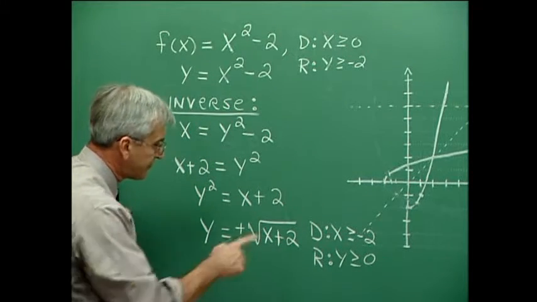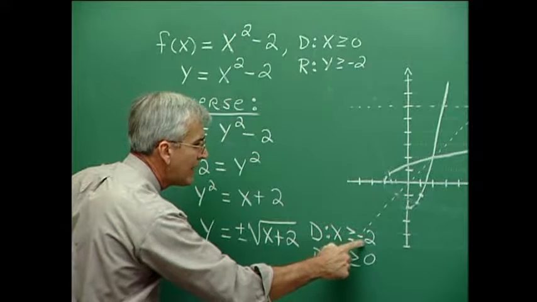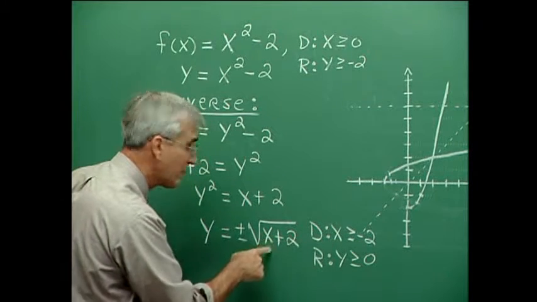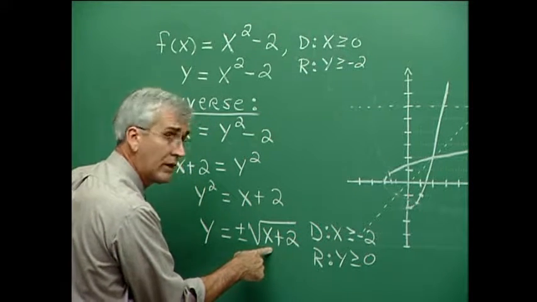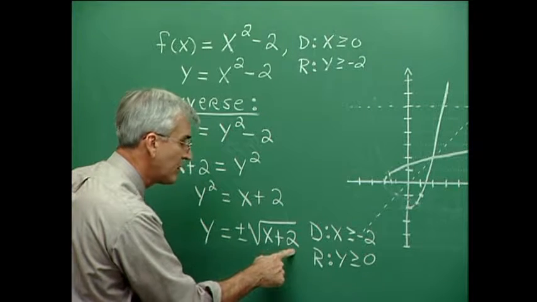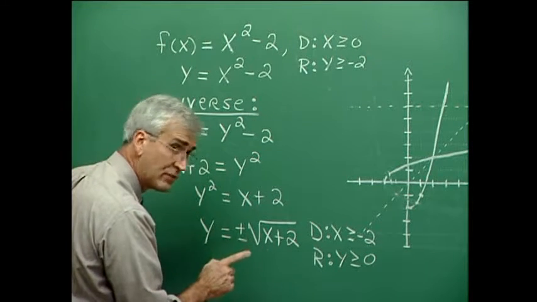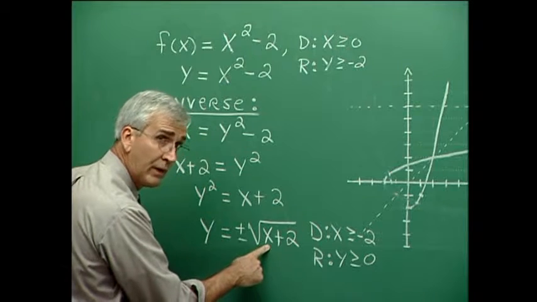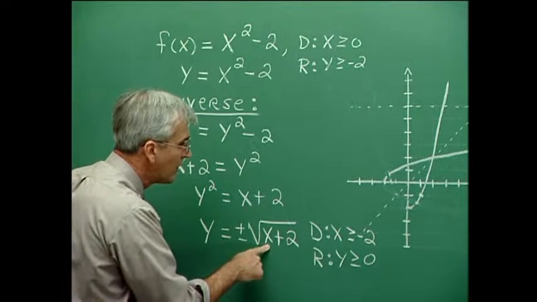Well, the domain is greater than or equal to -2. We kind of know that from the nature of the radical here. If we have the square root of x plus 2, then the only values of x that make any sense are values of x greater than or equal to -2. So that was kind of predetermined.